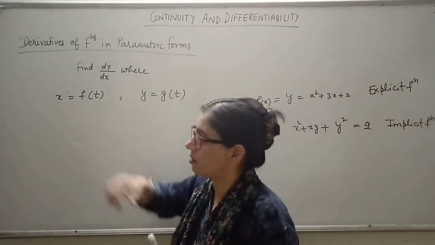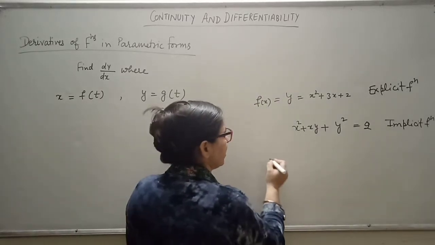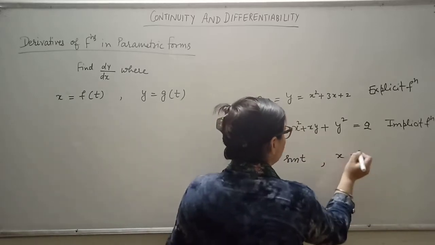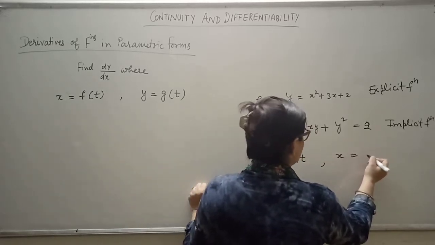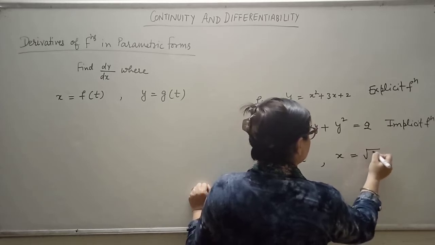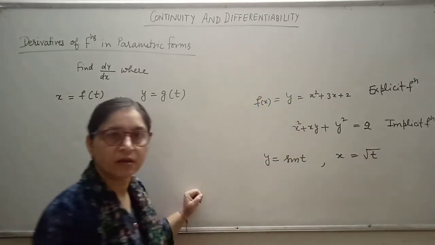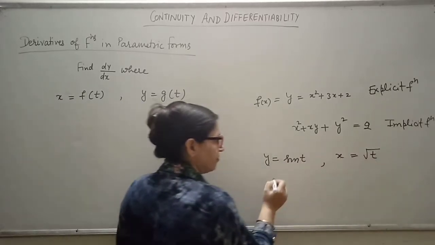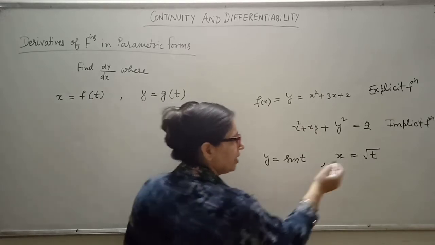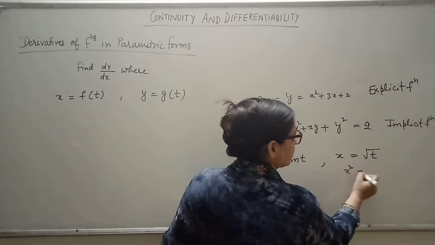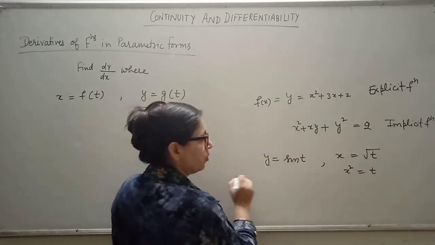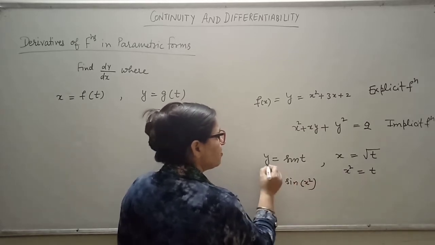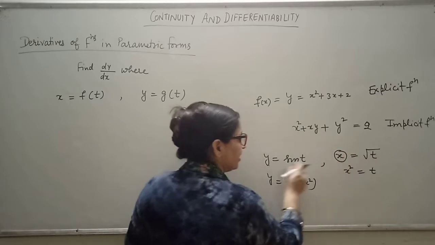Look here, if I try to show it with the help of an example, suppose y is equal to sin t, and x is equal to the square root of t. So now y is related with t and x is also related with t. If I square both sides, then x square is equal to t, and I can put this value of t here, then y will become sine of x square. It means y is not directly related with x.